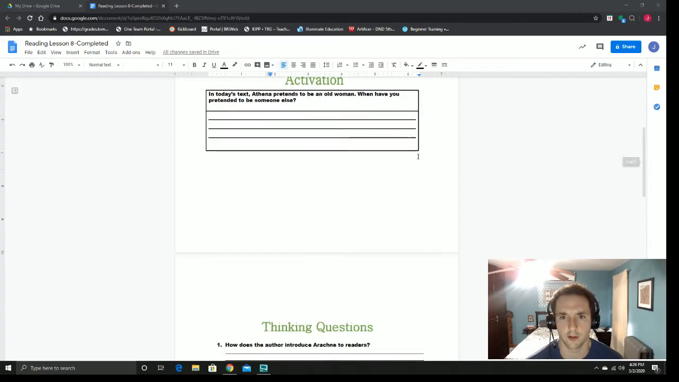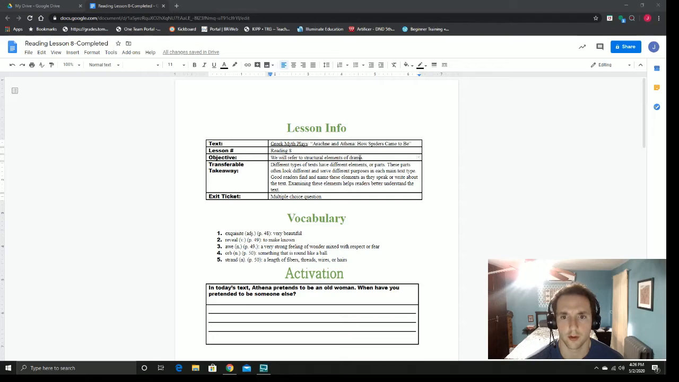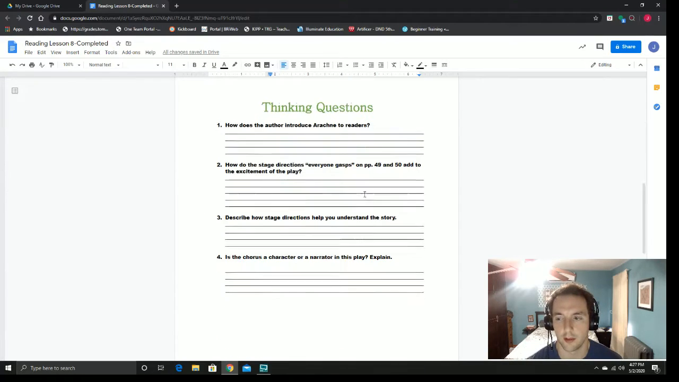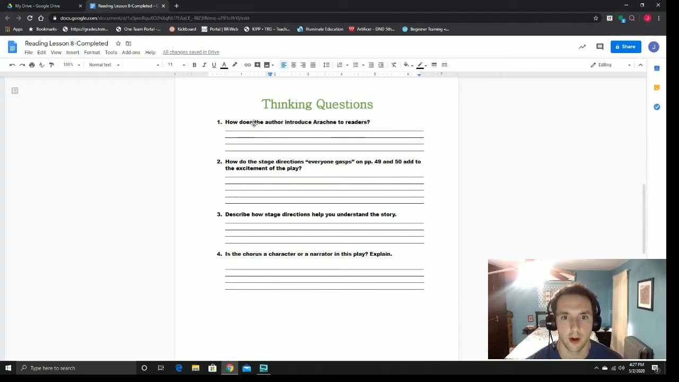Before we get to the thinking questions, I just want to remind us again what we're doing. We're looking at the structural elements of drama, so the different parts of drama and plays that are different from regular narrative or prose texts, and be able to refer to them and how they affect the story. So, how does the author introduce Arachne to readers? Is the question. So, go back into the video or into your own text if you have it to check out how the author introduces Arachne. Pause the video. Great, and now that you're back, I'm going to show you how the author does so.